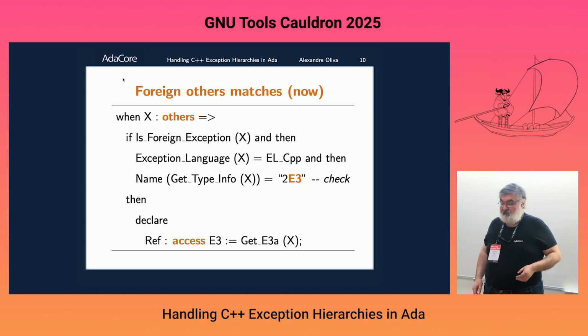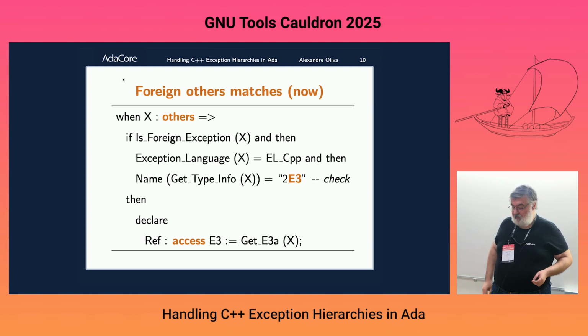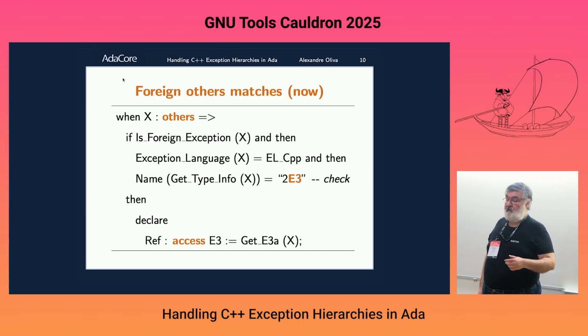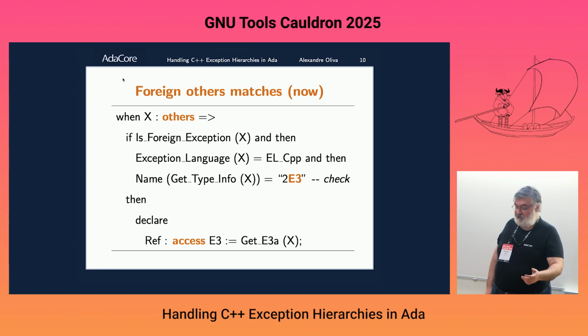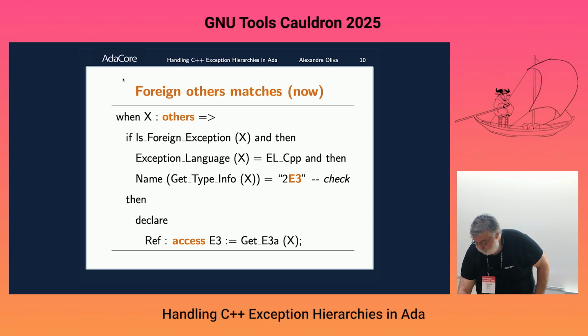So now you can test the type. You can use type info. GetTypeInfo is a new function in the interface for exceptions. And you get a pointer to a C++ type info object, and the API of that class is available now in Ada. So you can test the name as a string and see, oh, this is the type that I'm looking for, and then you get an access to the object if you wish.